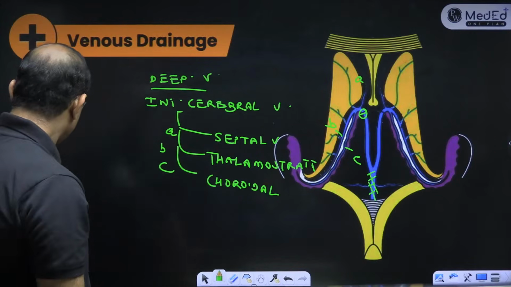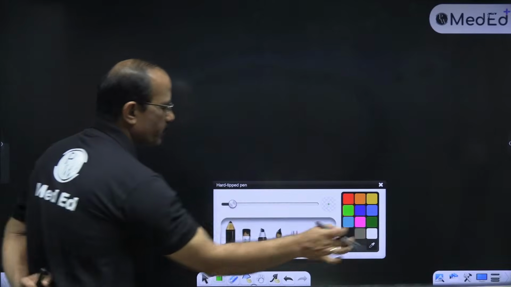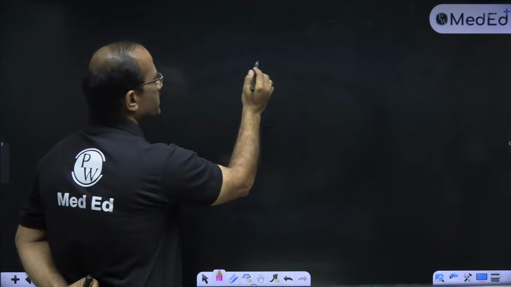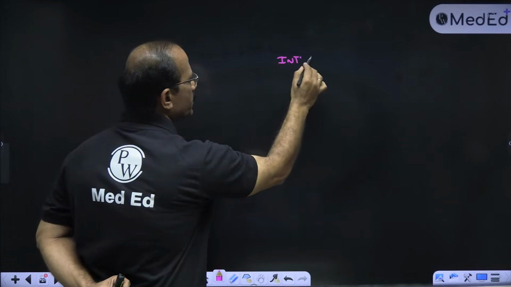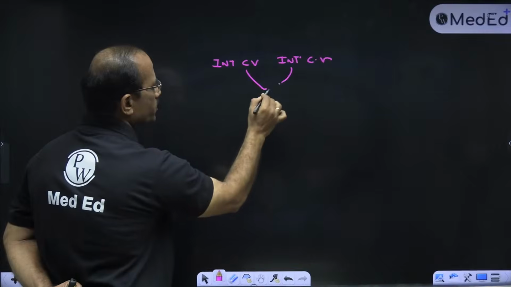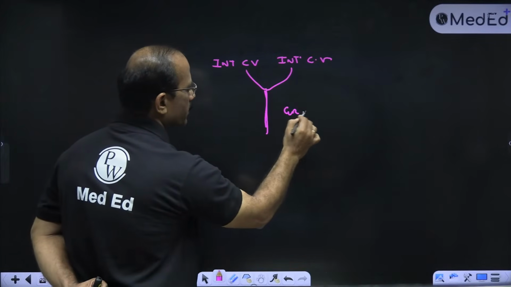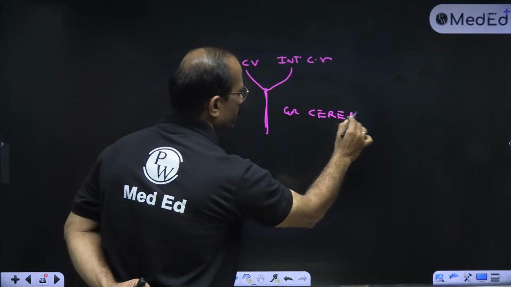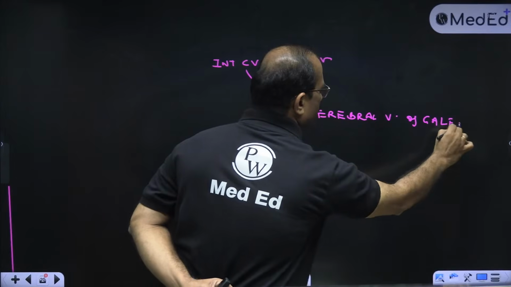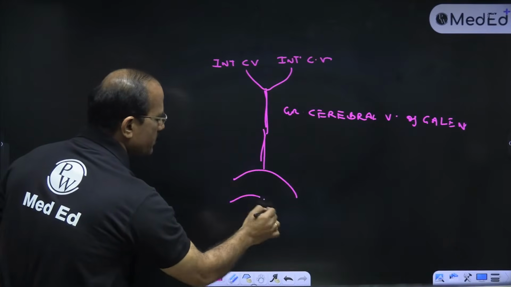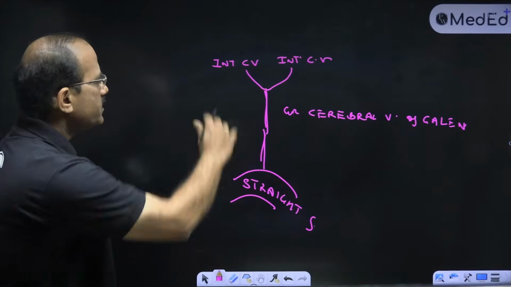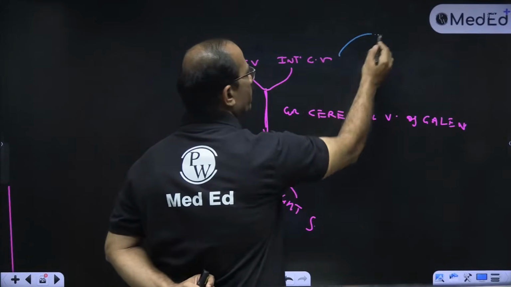Understanding, students? Look, I'll make a very easy flow chart for you. Just try to understand this. How do I make this? Internal cerebral vein, internal cerebral vein. These two join to form the great cerebral vein of Galen, and this great cerebral vein of Galen drains into what? Straight sinus. Take care.